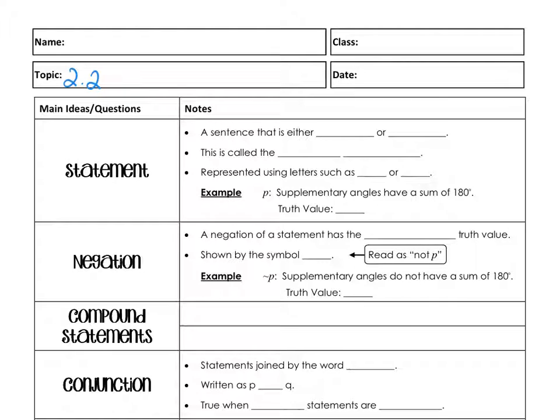Okay, so let's first take a look at what is a statement. A statement is a sentence that's either true or false. And this is called the truth value. And we'll see how we express that later. We represent a statement using small letters, such as P or Q, just so that we don't confuse ourselves with X, Y, Z, which we often use in algebra, right?